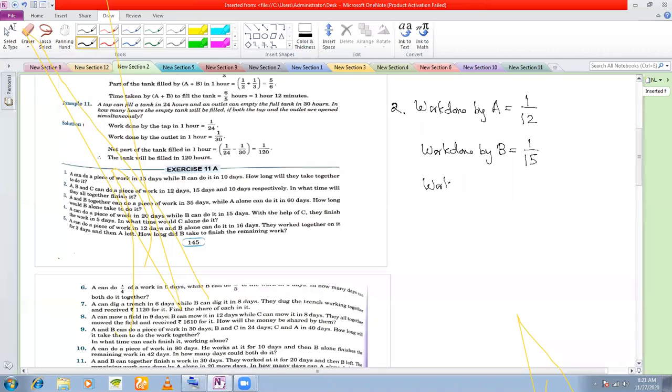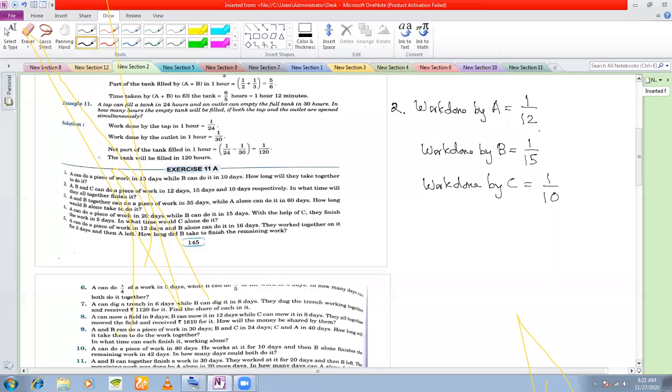C is finishing the work in how many days? C is finishing the work in 10 days. So work done by C is 1 by 10. Okay. The question here is, in how many days will they be able to finish the work together? If they work together, in how many days will they be able to finish the work?